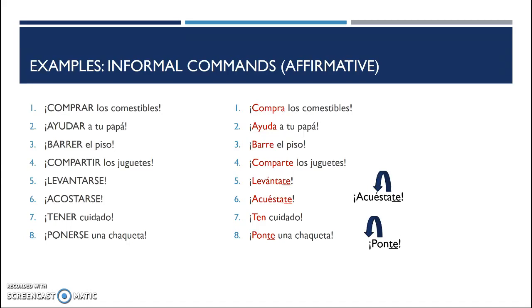So if you look at the little graphic here, you can see with acuéstate, we had our A ending, and we counted one vowel back, and the E got accented. But with ponte, the O was part of the infinitive ending. We counted back one vowel, but there was none to be had, so no accent mark happened.